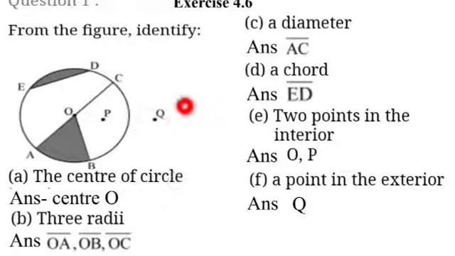Now look outside the ring. Whatever space is there, if any point is given there, that point is called an exterior point of the circle, because it is outside the circle. So it is called a point exterior to the circle. So your point Q is in the exterior, right? Now we are going to answer one by one.